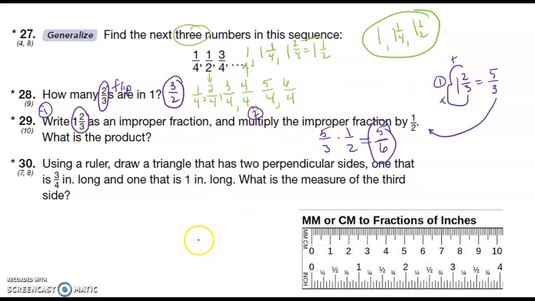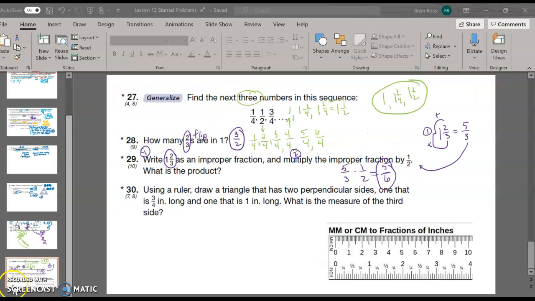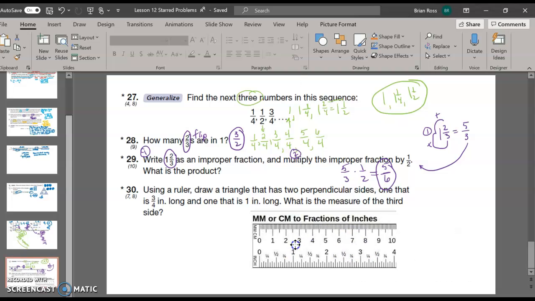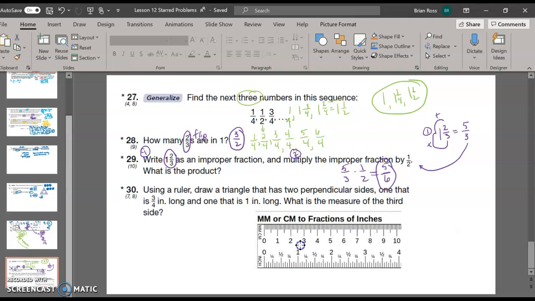Last one, and I'm going to have to escape out of here so I can use my inch ruler. Hold on just a minute. All right, last one says, using a ruler, draw a triangle that has 2 perpendicular sides. We know that that means 90 degrees. One is 3/4 of an inch, and one is 1 inch long. So let's do this. Let's put that there.